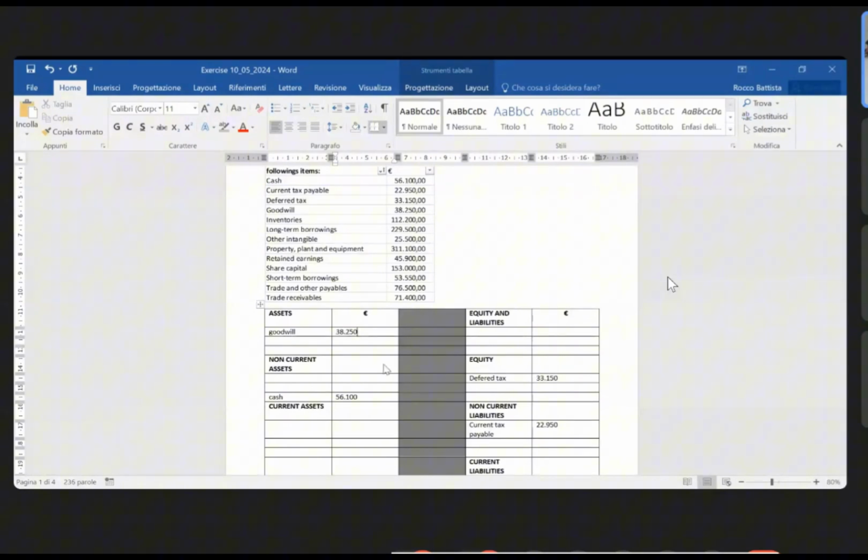Okay, inventories. Current assets. Current asset, very good. Okay, long-term borrowings. Non-current liabilities again.